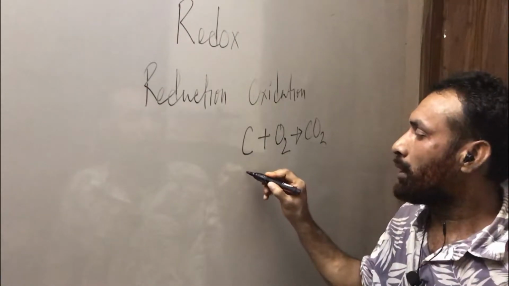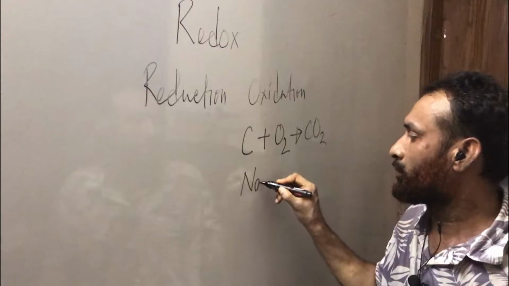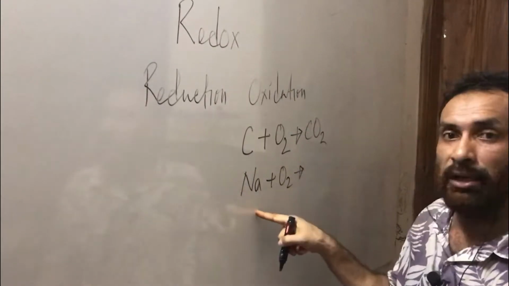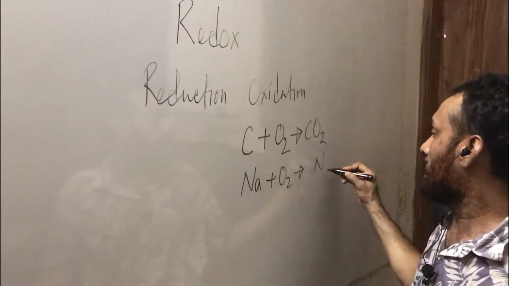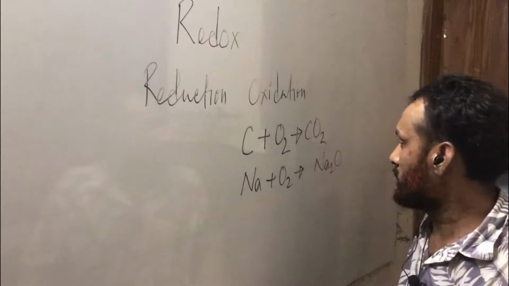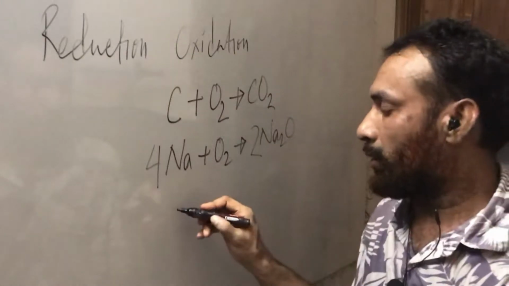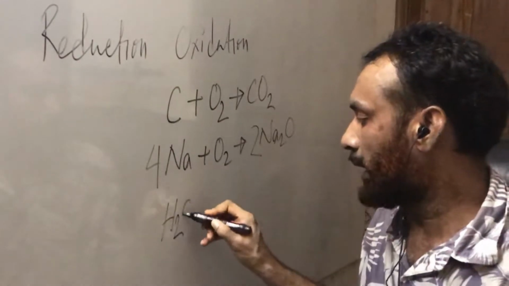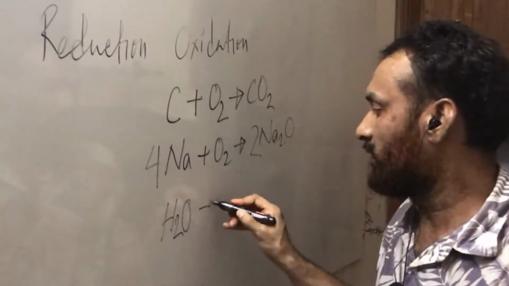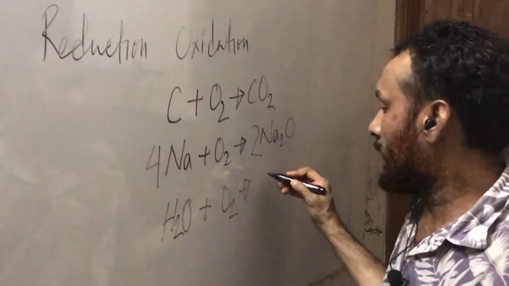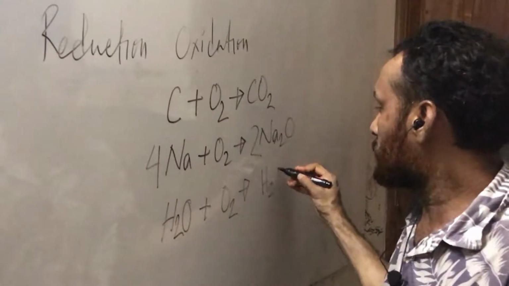I can show some more examples. Here you get sodium plus oxygen, and I write sodium oxide. When you write the equation, it should be balanced. I can write some more. Here you get water, H2O, and if I give it oxygen, you easily get hydrogen peroxide.